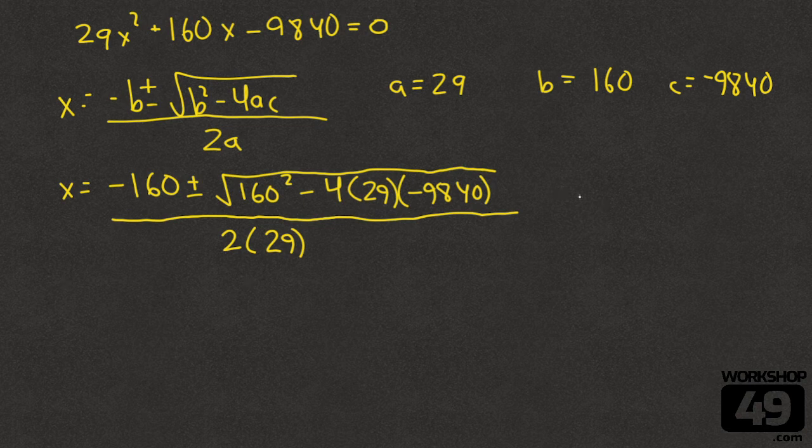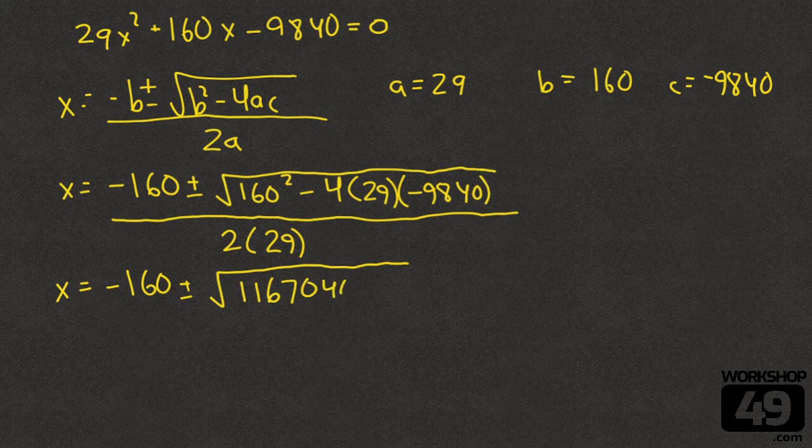What we end up with is x equals negative 160 plus or minus. I put into the calculator everything that's under this square root. So I do the 160 squared minus 4 times 29 times negative 9,840. Oh, we get a beast of a number here: 1,167,040. Oh, that's huge. Don't worry, this is all going to turn out nice. You can put that in your calculator. It's all over 58.